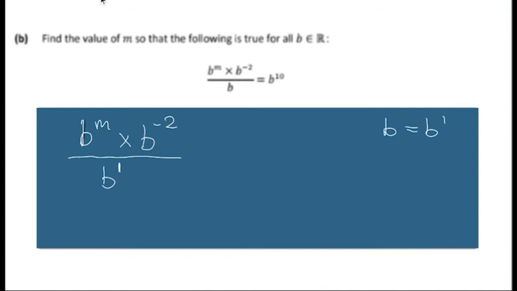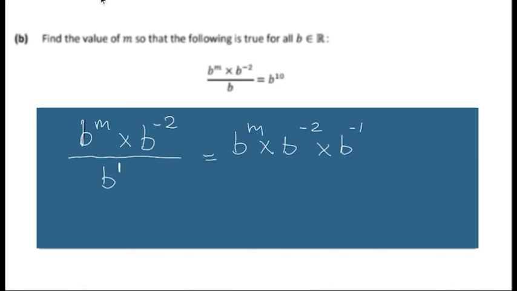So that will be b to the power of m multiplied by b to the power of minus 2. And the 1 below is negative, so it'll be b to the power of minus 1. Alright, so now we have the series. There's one more step now with the algebra. We have to combine everything together and then set it equal to 10.